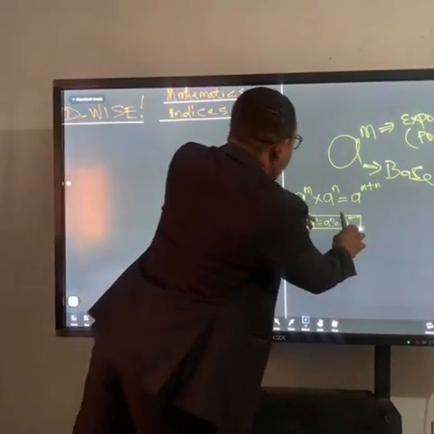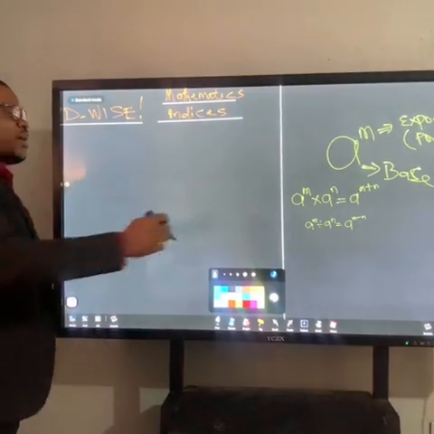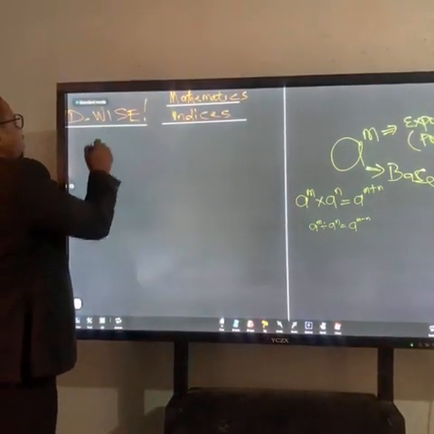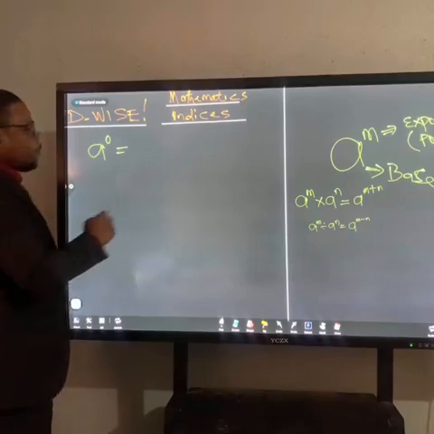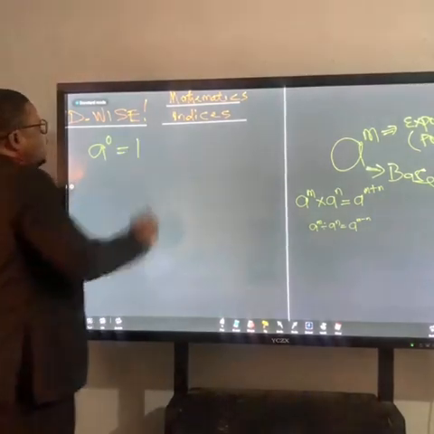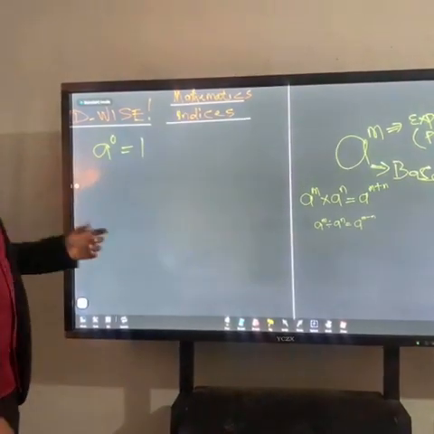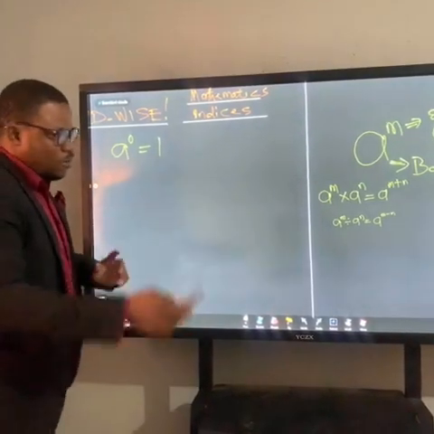Yep, let's put it there. Now let's go to the third law. For the third law, I have a raised to the power of 0, which is going to be equal to 1. Anything to the power of 0 is equal to 1. How do I prove this? I have to do the second law backwards.